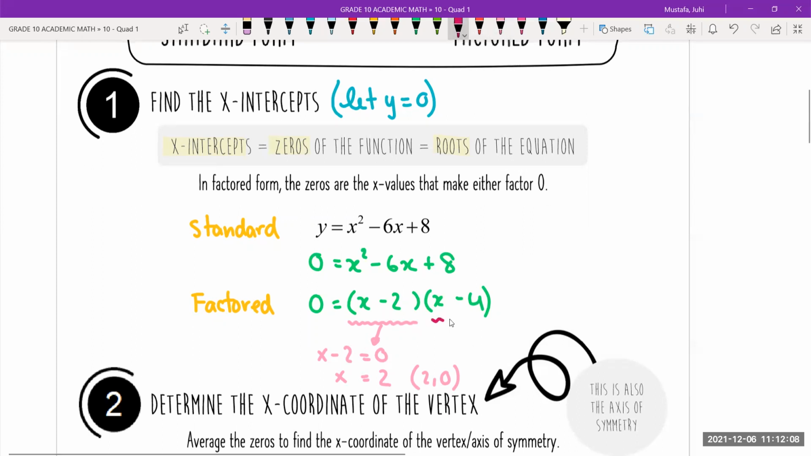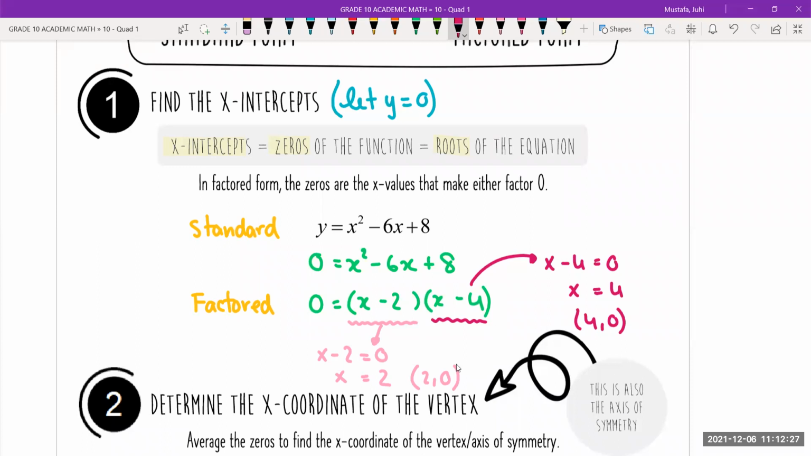We're going to do the same thing for this one over here. I will just move it on this side. So x minus 4 is equal to 0, and then x is going to be equal to 4. You just solve for x, and your x-intercept here is going to be (4, 0).